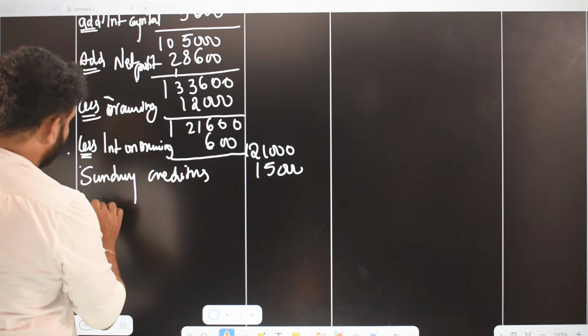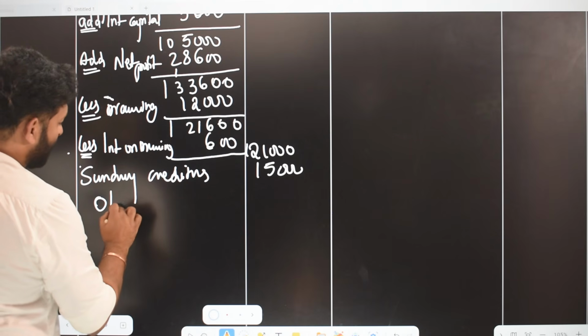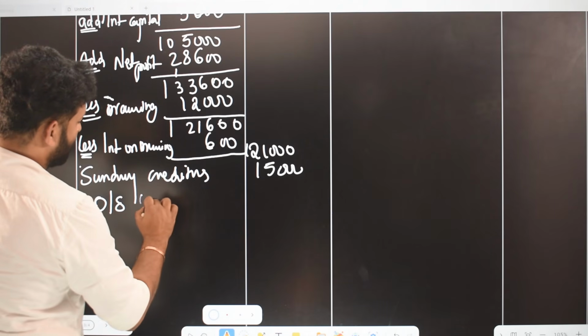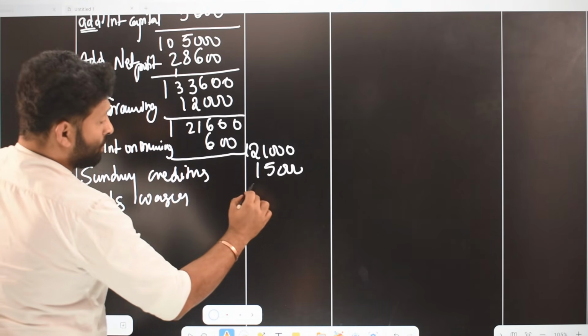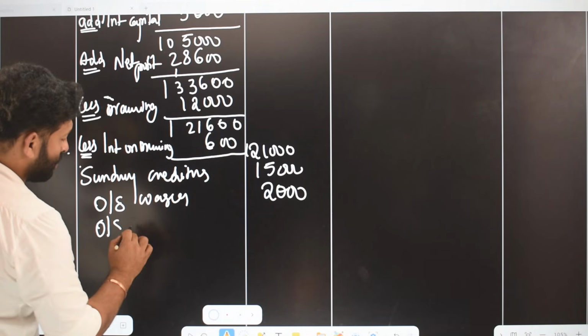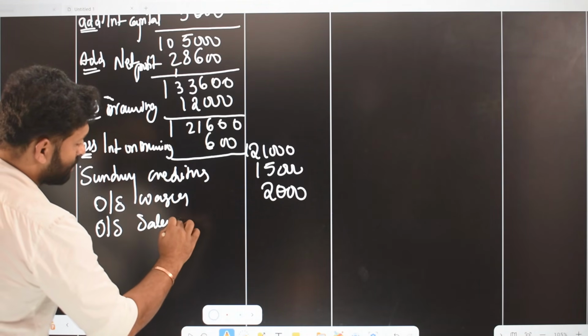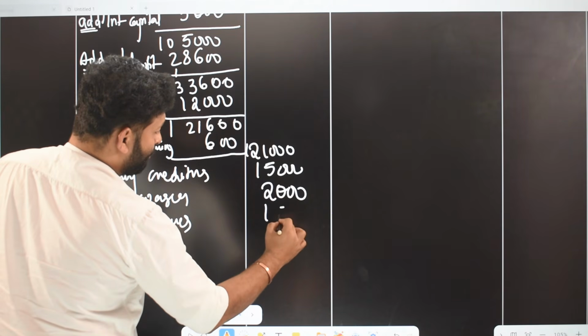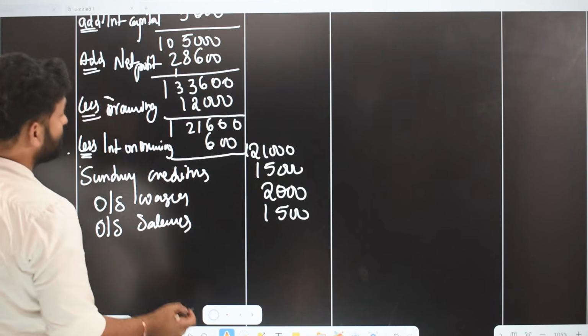We have outstanding wages. See, outstanding expenses is a liability. Outstanding wages 2,000. Outstanding salaries are also there. Outstanding salaries 1,500. Now check the adjustments.